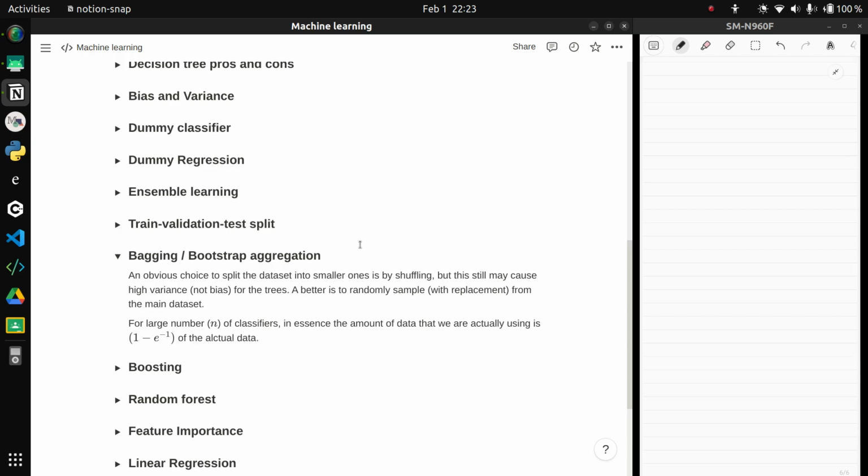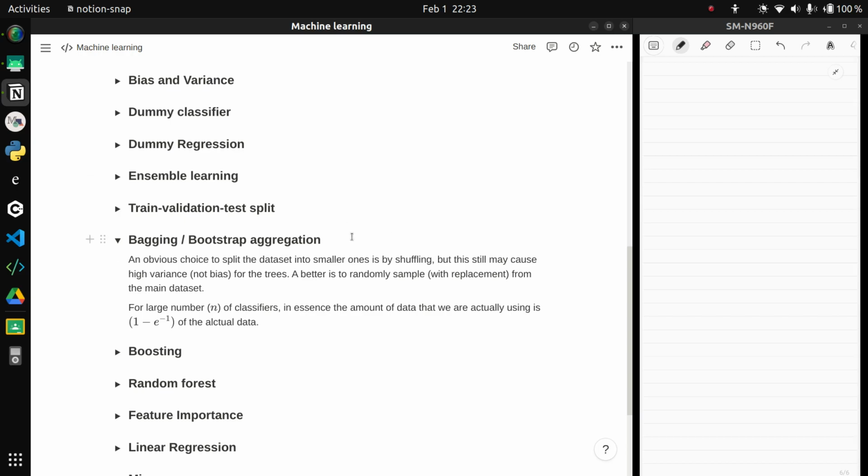what was I doing? An obvious choice is to split a dataset into smaller ones. So the obvious choice to do that is by shuffling, but this still may cause high variance, right? The reason is that when you shuffle, so how do I explain this? Maybe through an example, right? Yeah, I don't know. I'll just state it, and then you can wonder why this happens, because I too am just wondering why this happens. And it ideally should not, right? But whatever.